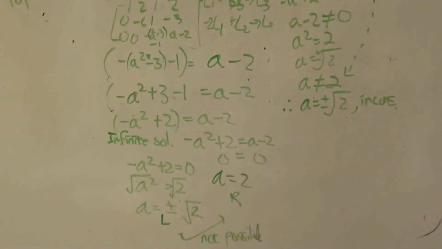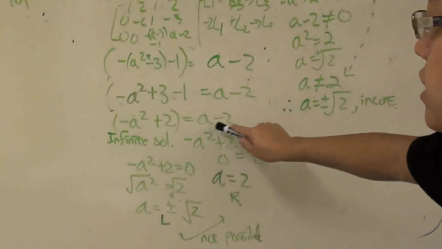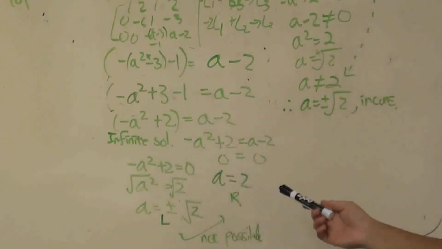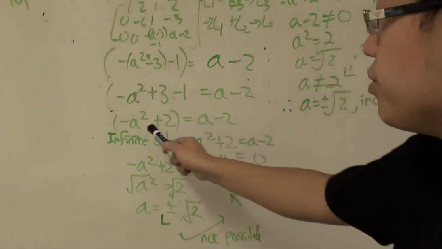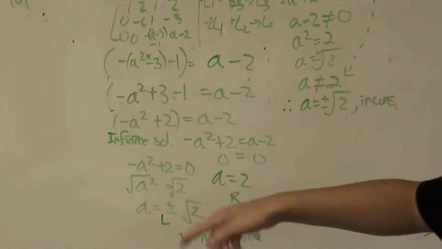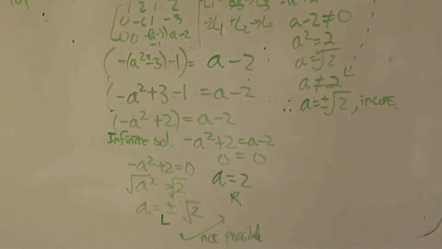What about the right side? A minus 2. What does a have to be in order to be 0? The only option is 2. So can it ever be 0 equals 0? No, because if I make one side 0, the other will not be 0. What do I mean by that? Let's say a minus 2 is 0, so a has to be 2. There are no other options. Now, use that very same 2 and plug it into the left side: 2 to the power of 2 is 4, and the negative makes it negative 4, plus 2 is negative 2. Negative 2 equals 0? No, that's not infinite solutions. So it's not going to happen.